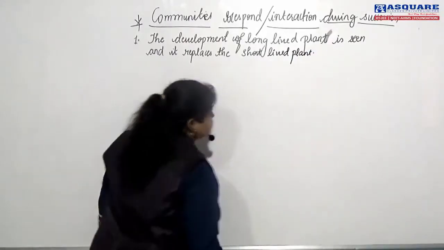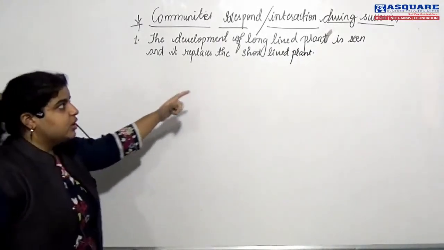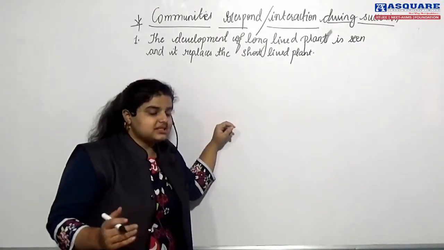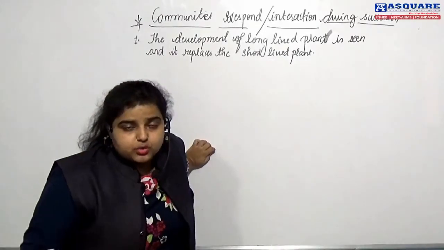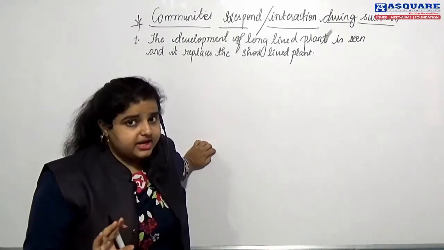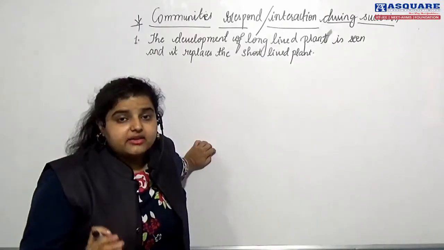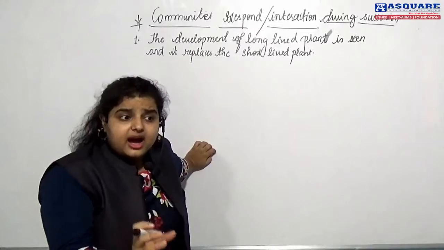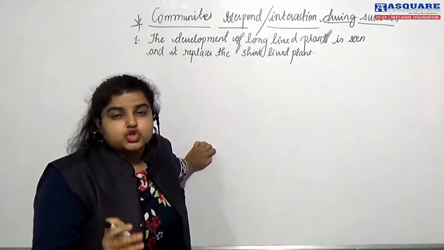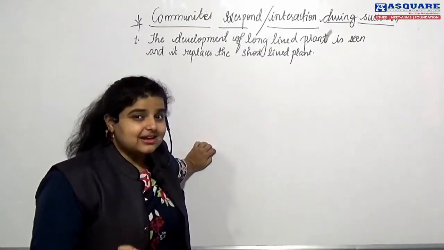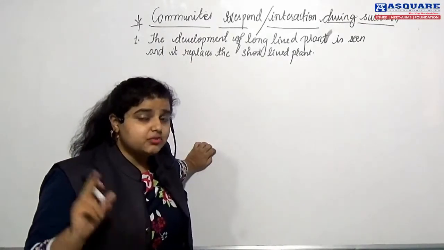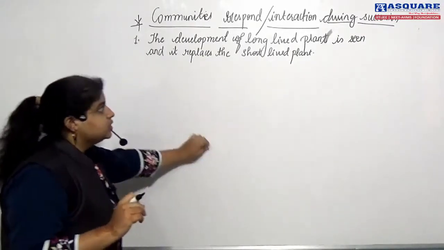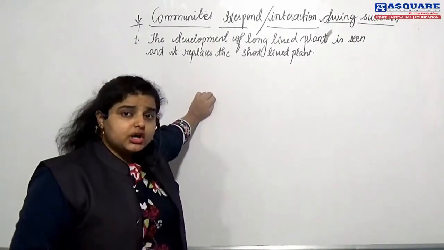Clear? I said the development of long-lived plant is seen and it replaces the short-lived plant. Before the succession, there was a barren land. I told you what is barren land in the previous class. I have made it very clear. In the barren land, there were a few organisms or a few plants which have a very short lifespan. Their height was tall. Their photoperiodism was small. I told you about response to the sun. Those plants which respond to the sun are called photoperiodic plants. Remember? So those plants, when they were short-lived, were replaced.